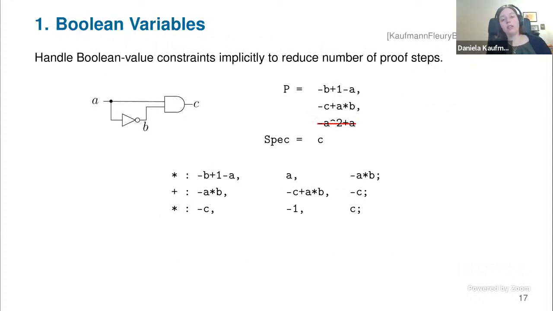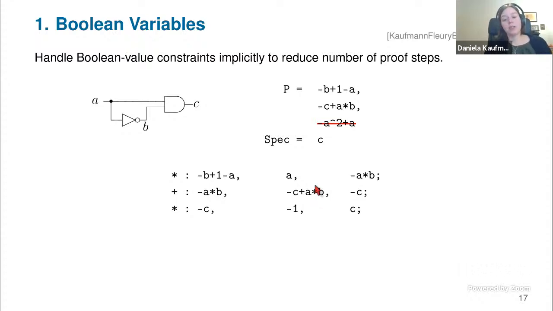And we recently modified this proof format to allow for a shorter and more concise proof. So the first step is that we now handle the Boolean variables implicitly. We remove them from the given set of polynomials, and also now in the proof rules, we always calculate that a times a, for example, here is equal to a instead of a squared. So that's where we hide these rules.